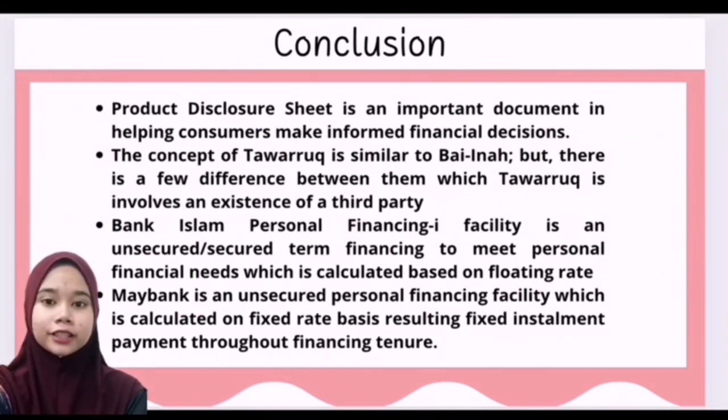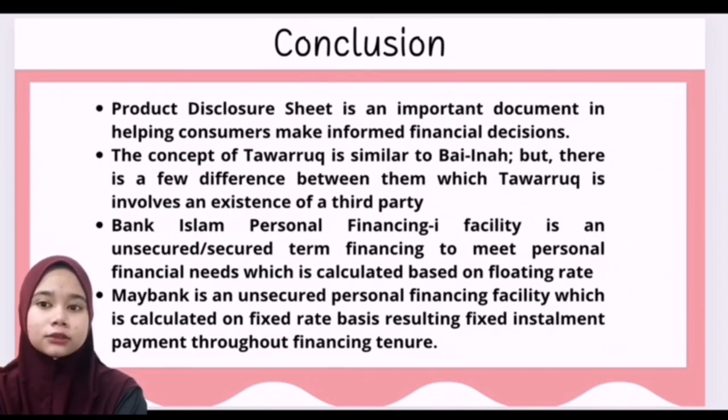The conclusion is product disclosure sheet is an important document in helping consumers make informed financial decisions. The concept of tawarruq is similar to bai' inah, but there are a few differences between them, in which tawarruq involves the existence of a third party. Bank Islam personal financing facility is an unsecured or secured term financing to meet personal financial needs, which is calculated based on floating rate. Maybank is an unsecured personal financing facility which is calculated on fixed rate basis, resulting in fixed installment payment throughout the financing period.